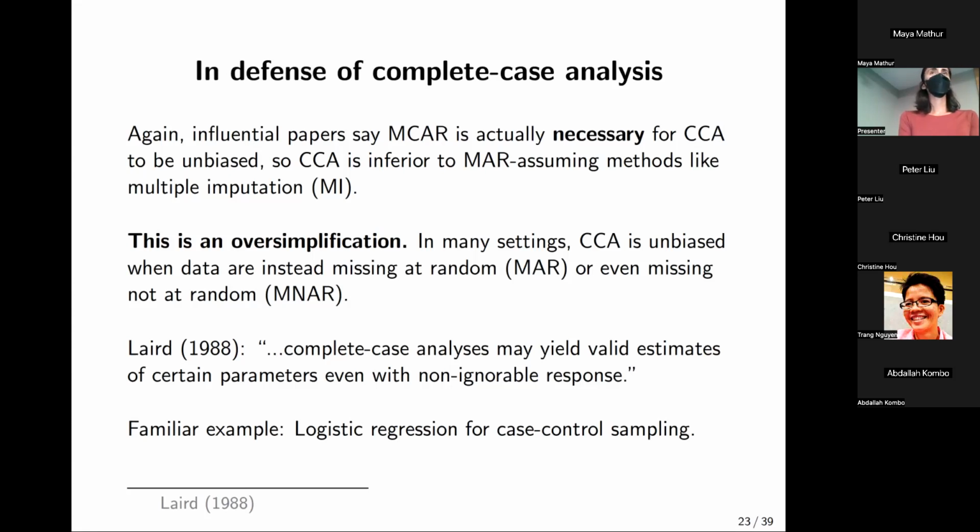I don't know this literature that well, but I guess I would have assumed that complete case analysis meant unadjusted, like just the naive complete case analysis. Is that what these claims are saying?